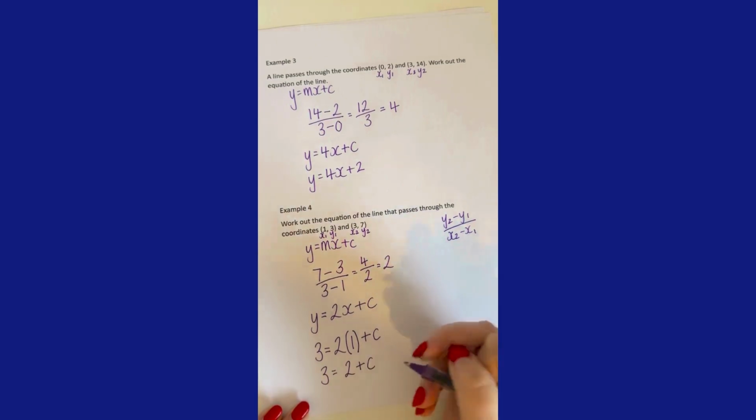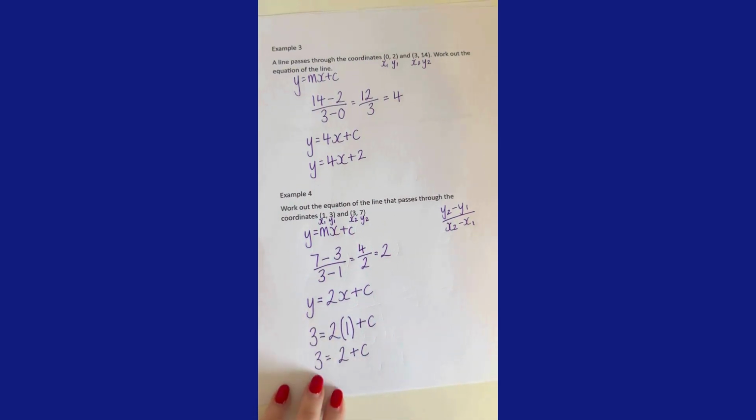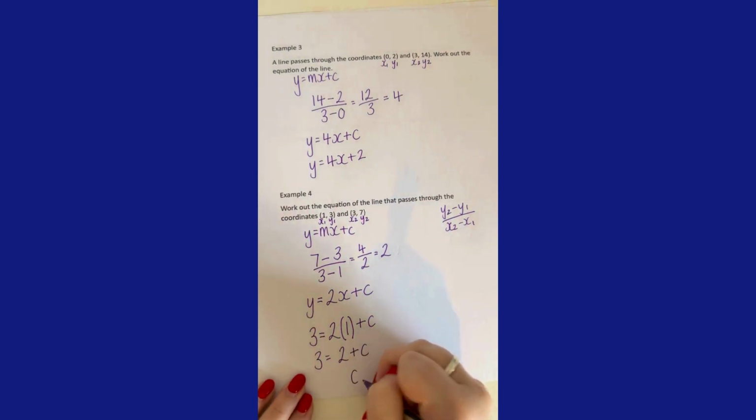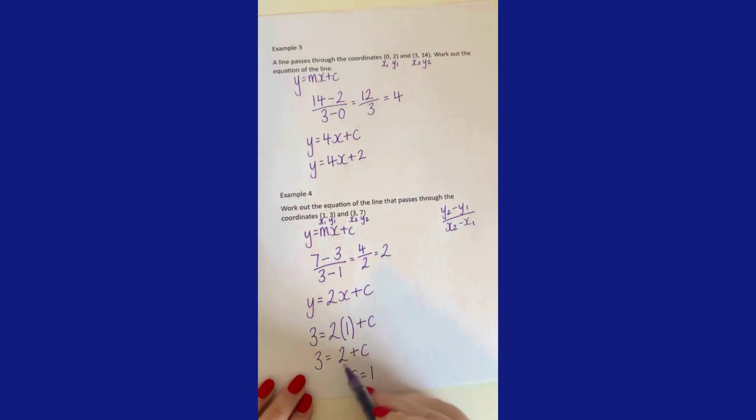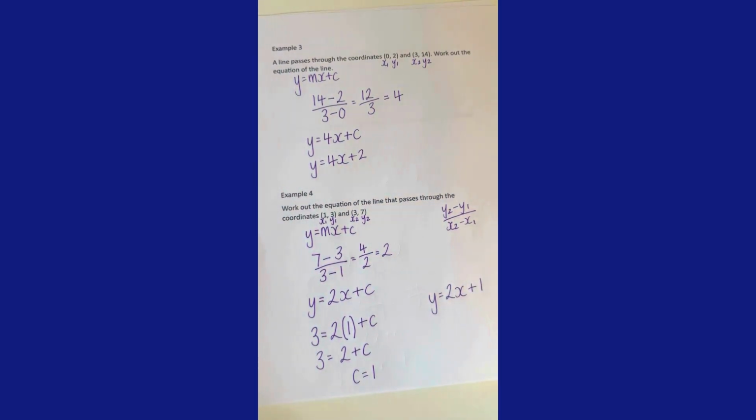Now, I think hopefully a lot of you are starting to realise what c is here. So 3 is equal to 2 plus what? Well, c must be 1, because 2 plus 1 will get me 3. And then I must remember, I've done all of that hard work, I must remember to write this out. Y equals 2x plus 1. That is my equation of the line.